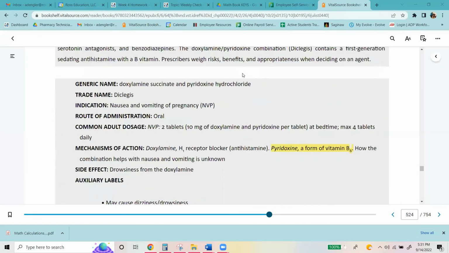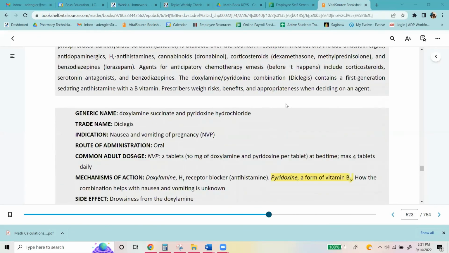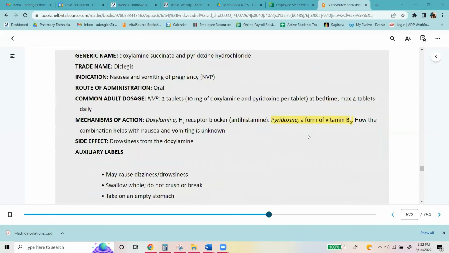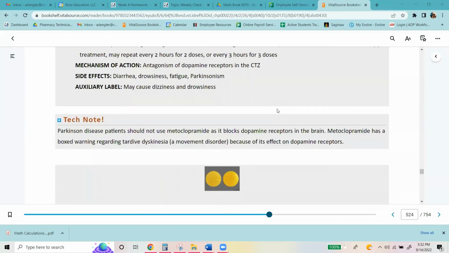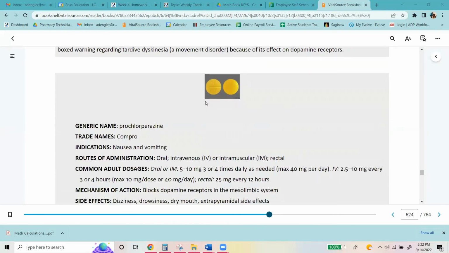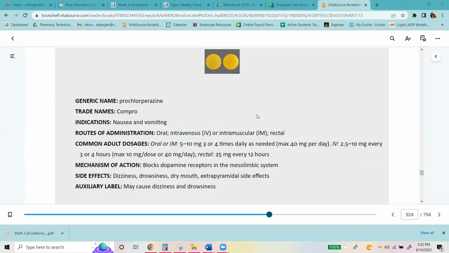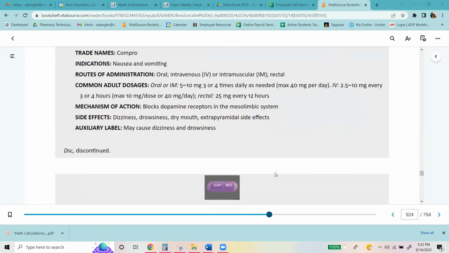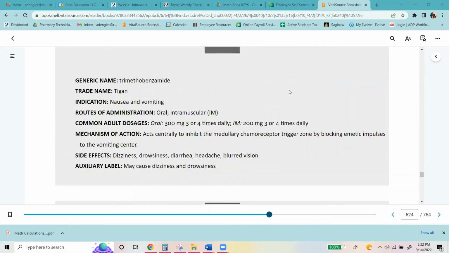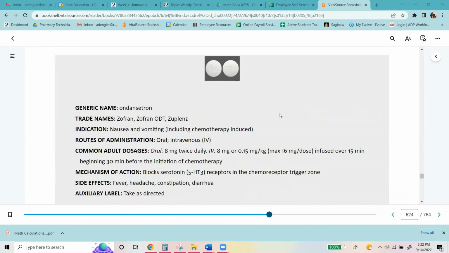For nausea, we have a medication that has doxylamine succinate and pyridoxine, which is a form of vitamin B6. The trade name is Diclegis. We have the medication Reglan, which is indicated for nausea and vomiting, available oral or intravenous. Compro, which is indicated for nausea and vomiting, is available as oral, intravenous, intramuscular, or rectal suppository. Tigan can be administered oral or intramuscularly.